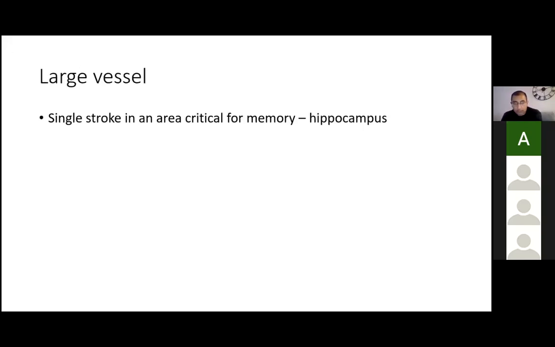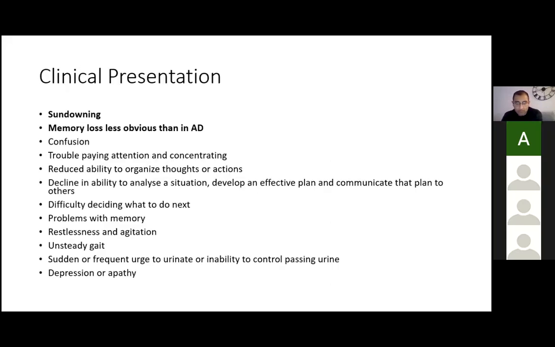Again, a large vessel stroke can cause dementia if it involves the hippocampus. And in the clinical presentation they get sundowning; memory loss is less obvious than in Alzheimer's disease, but they get confusion, difficulty paying attention and concentrating, reduced ability to organise thoughts or actions, unsteady gait, restlessness, agitation. So it's similar to the other dementias, but the difference is you get sundowning and you get it stepwise, and the memory loss is less severe than in Alzheimer's disease.